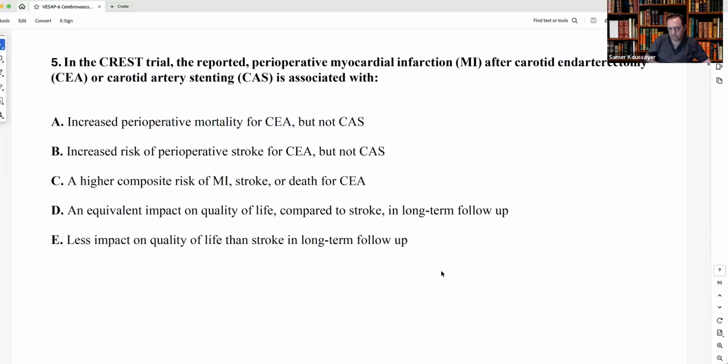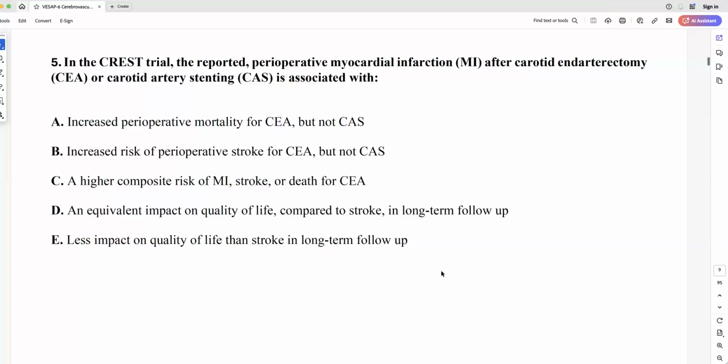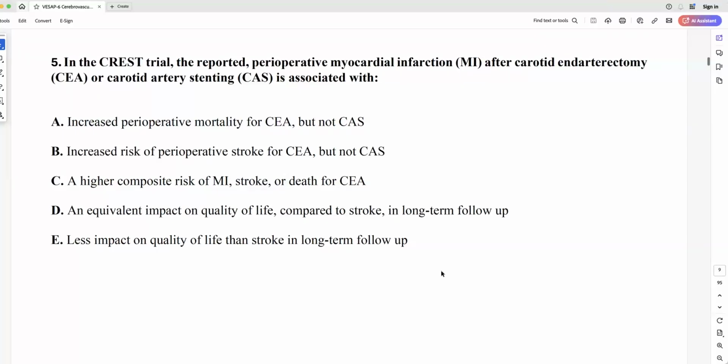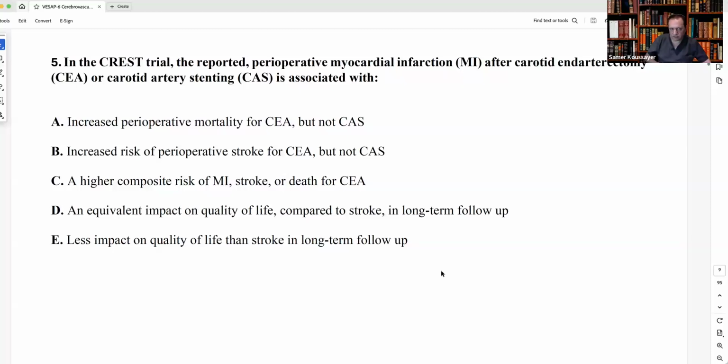Next one. B, increased risk of perioperative stroke for CEA, but not CAS. That was the opposite, correct. CAS was higher for perioperative stroke, not CEA. Let's go to C. Higher composite risk of MI, stroke, or death for CEA. All the same. This is the final result, all the same. For this reason, they said, okay, let's start doing stenting, because they found that MI, stroke, and death are the same.